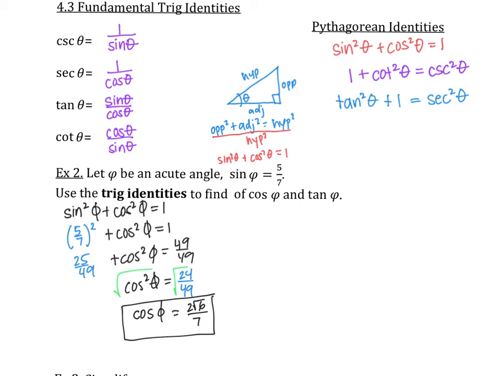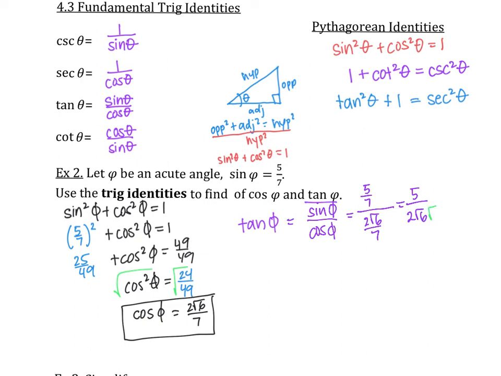I found cosine, now I need to find tangent. Because I have sine and cosine already, I'm going to use the fact that the tangent of theta is equal to sine of theta over cosine theta. Or in this case, the tangent of phi is equal to sine of phi over the cosine of phi. What is the sine? The sine is 5/7 because it was given to me. What is cosine? Cosine is 2√6/7 because I solved for it. Let me get rid of those 7s.